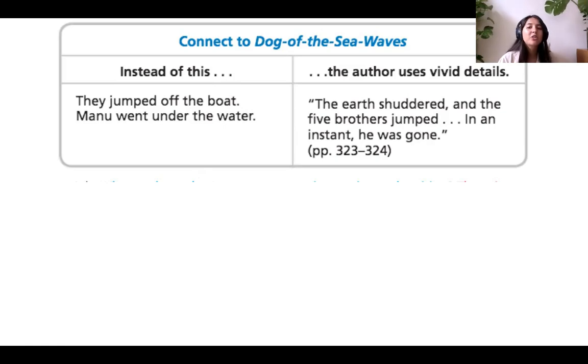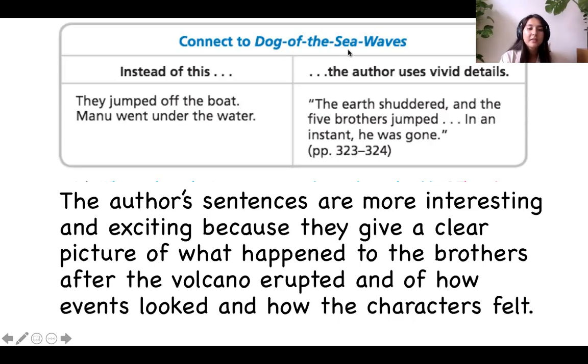The earth shuddered and the five brothers jumped. Then I have a very dramatic pause. In an instant, he was gone. Who was gone? I don't know who they're talking about. I'm scared. I'm nervous. Is it Manu? Is it one of the other brothers? This is engaging. This is captivating me and making me want to read more.